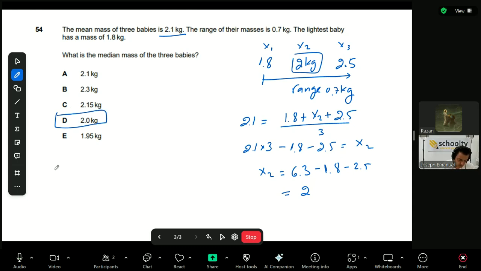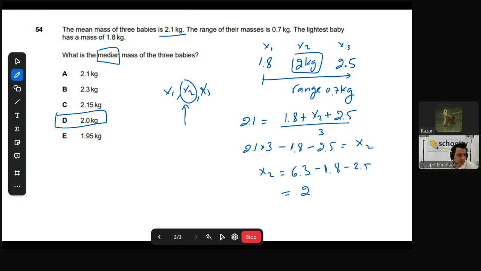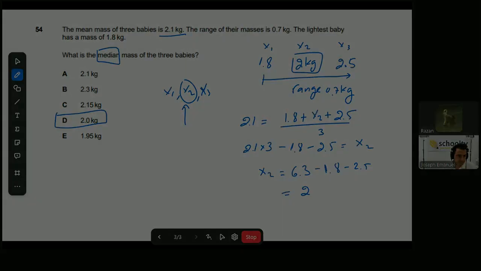Oh, the median mass. The median is the second one, because you have x1, x2, x3, and the median is this one. Okay? Let me check it. D, correct. Okay, next question, also physics. Copy it.